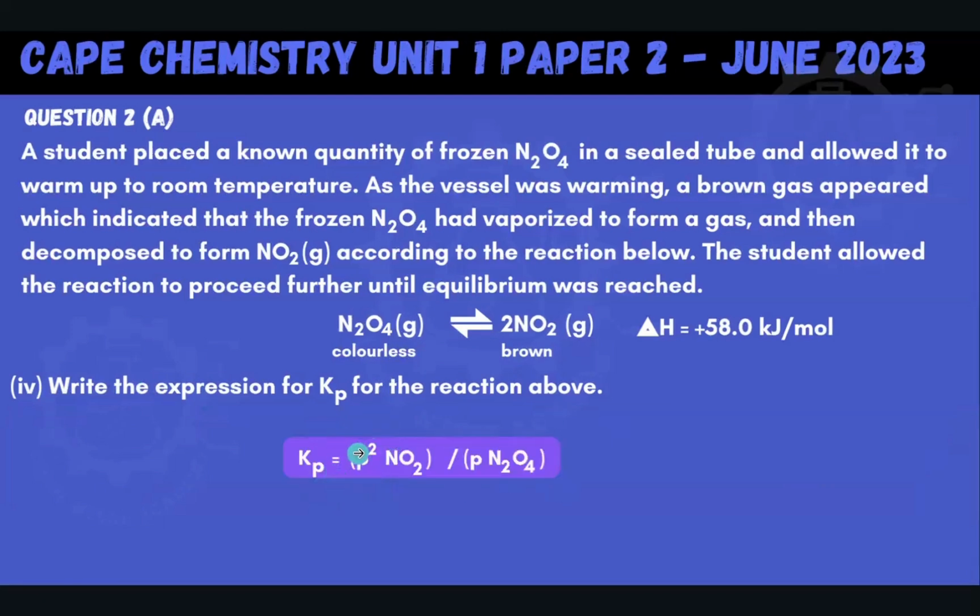Again, we're going to have our product on top, so that's NO2 on top. And since there are 2 moles of it, we're going to square its partial pressure. Remember, Kp is written in terms of partial pressure, so that's what my P represents. And I'm squaring it for NO2 because I have 2 moles of NO2. And then on my denominator, I'm going to have the partial pressure of my N2O4. And because I only have 1 mole of it, I don't need to write any numbers there. It's just 1. And so that's my expression for Kp for this particular reaction.